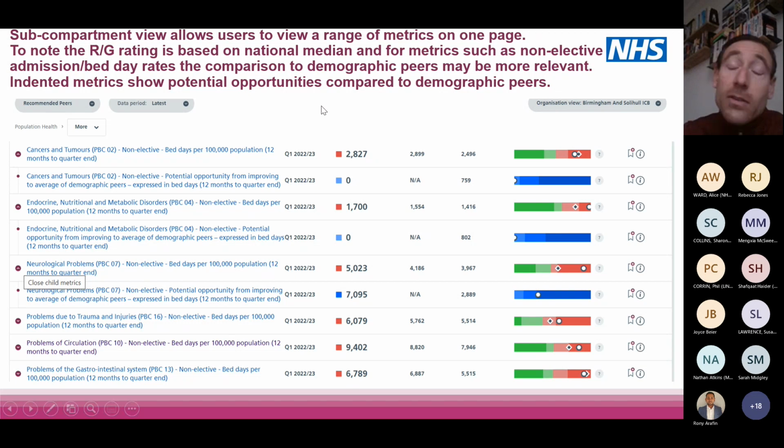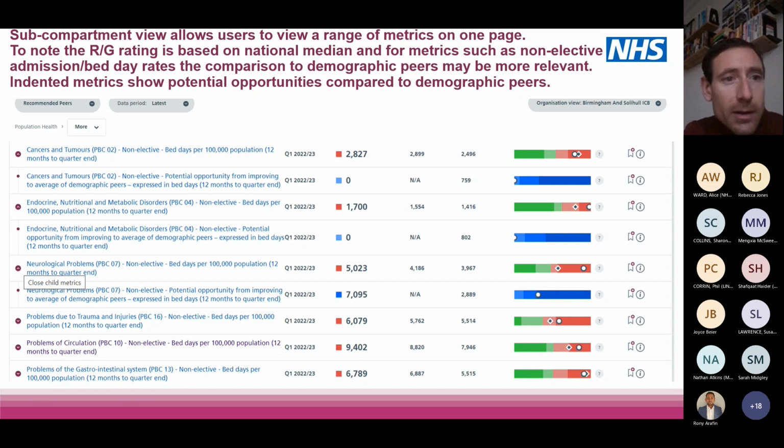Okay, so yeah, this is just reiterating the point from the previous slide, really, in terms of the importance of looking at the demographic peers rather than just the whole national distribution. So Birmingham and Solihull is RAG rated as red for each of these metrics. They've got higher rates of non-elective bed days per 100,000 standardised population for each of those when compared with the national distribution. But again, obviously, deprivation is a key factor in terms of non-elective rates.